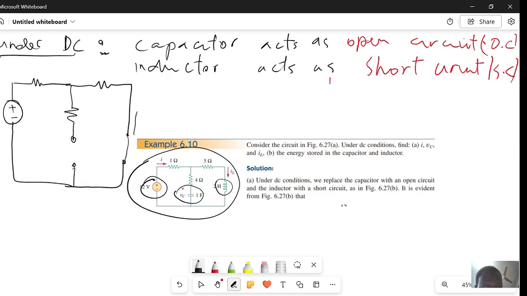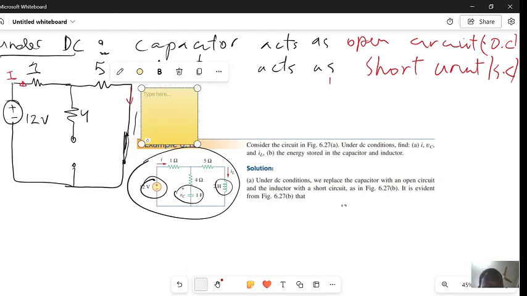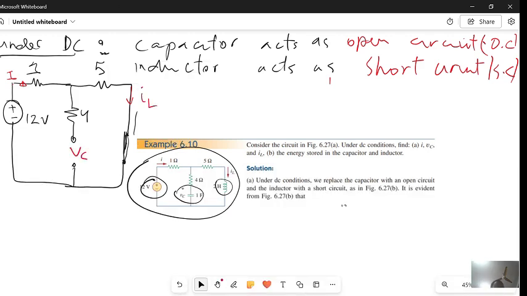Now this one is going to be a short circuit here, because it's an inductor. So I have 1, 5, 4, and 12 volt. I want to find this current I, I want to find IL, and I want to find VC.